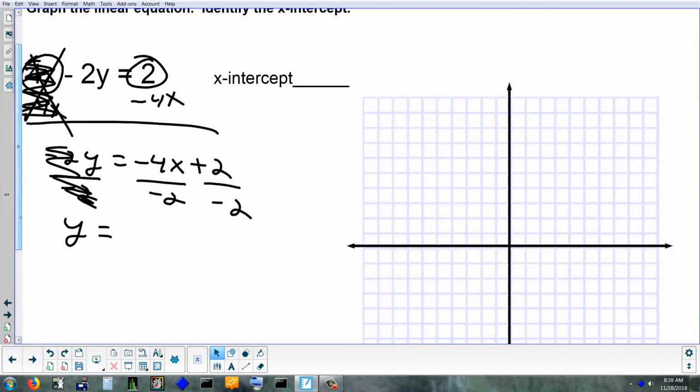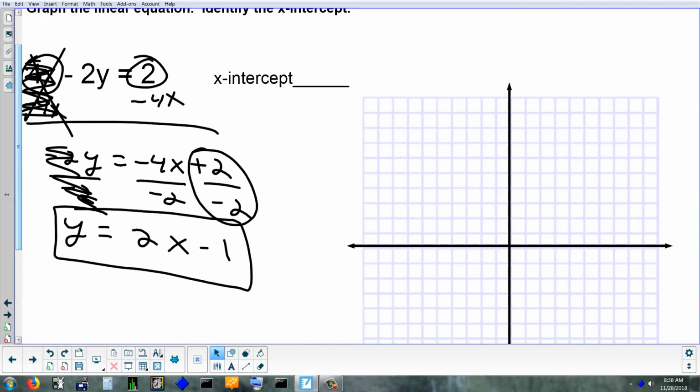Yep. Now my next number is going to be something with an x. I have negative 4 divided by negative 2. 2. Yep. So I've got my slope now. Still need my y-intercept. What's my y-intercept going to be? Negative 1. It's positive 2 divided by negative 2. Positive 2 divided by negative 2 is negative 1. Now we've got our equation in y equals mx plus b.